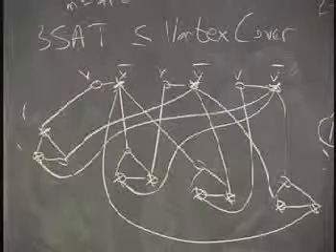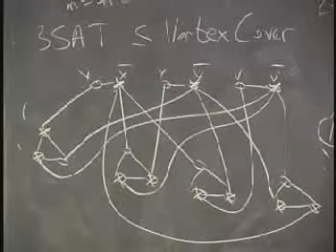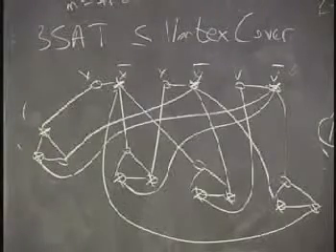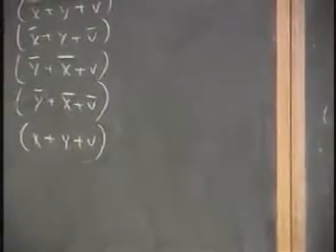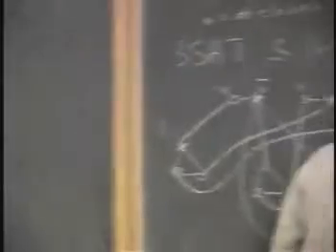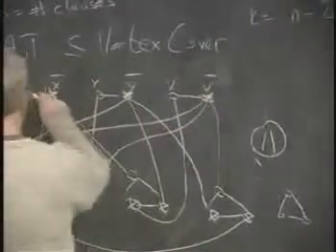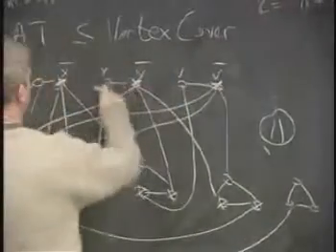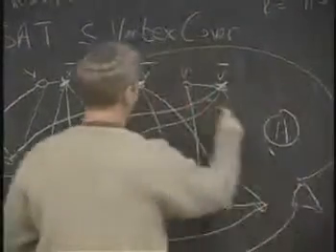Yeah, Joe? If you add the clause X, Y, Z on the other side, I'm not sure what happens with the triangle over here. Yeah. I get a new triangle. It connects to x, y, and v.